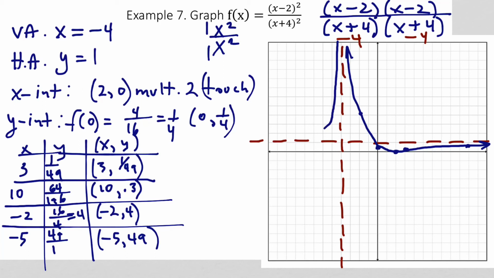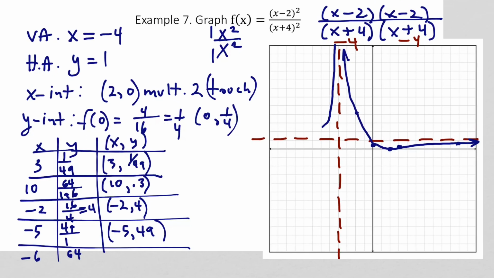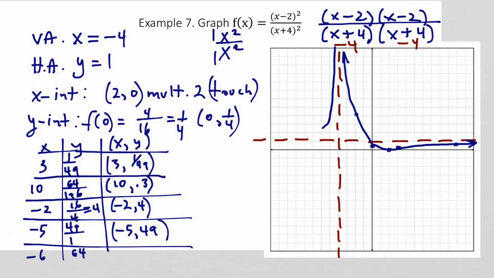All right. Now, let's just get one more dot so we can see if it ever goes down below the horizontal asymptote. Let's try -6. So I've got -6 minus 2, that's -8 squared is 64. And then I've got -6 plus 4, that's -2 squared, which is 4. So that's 16. So I've got the point -6, 16. So maybe it's a little further away at that point.